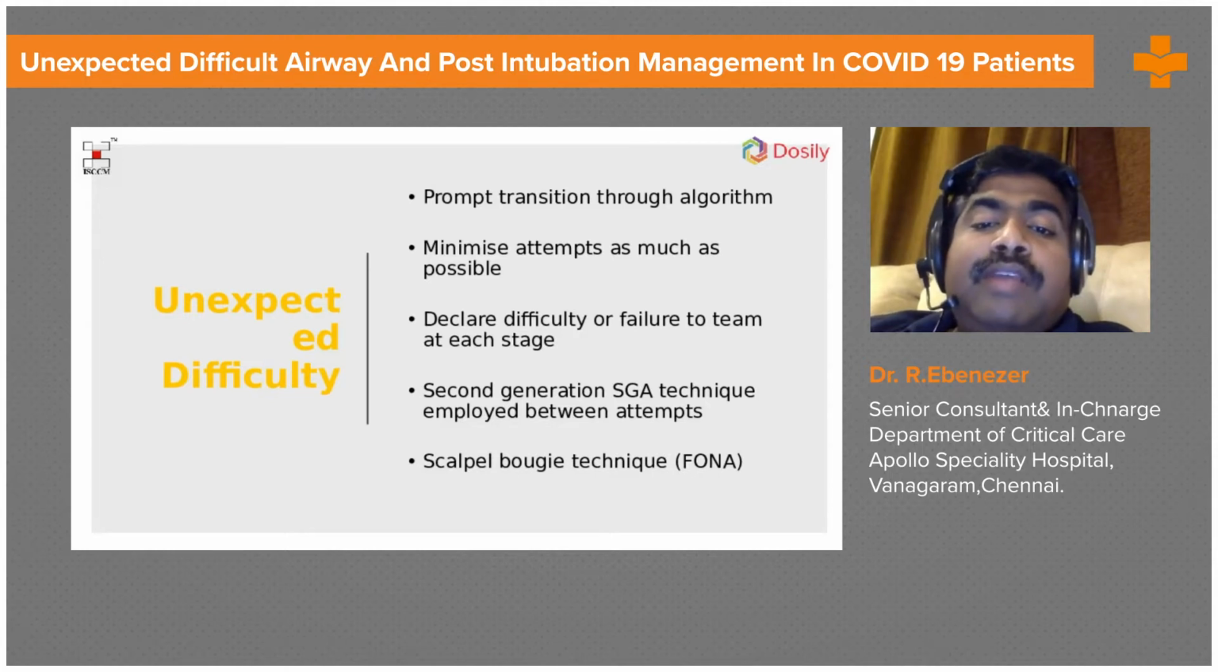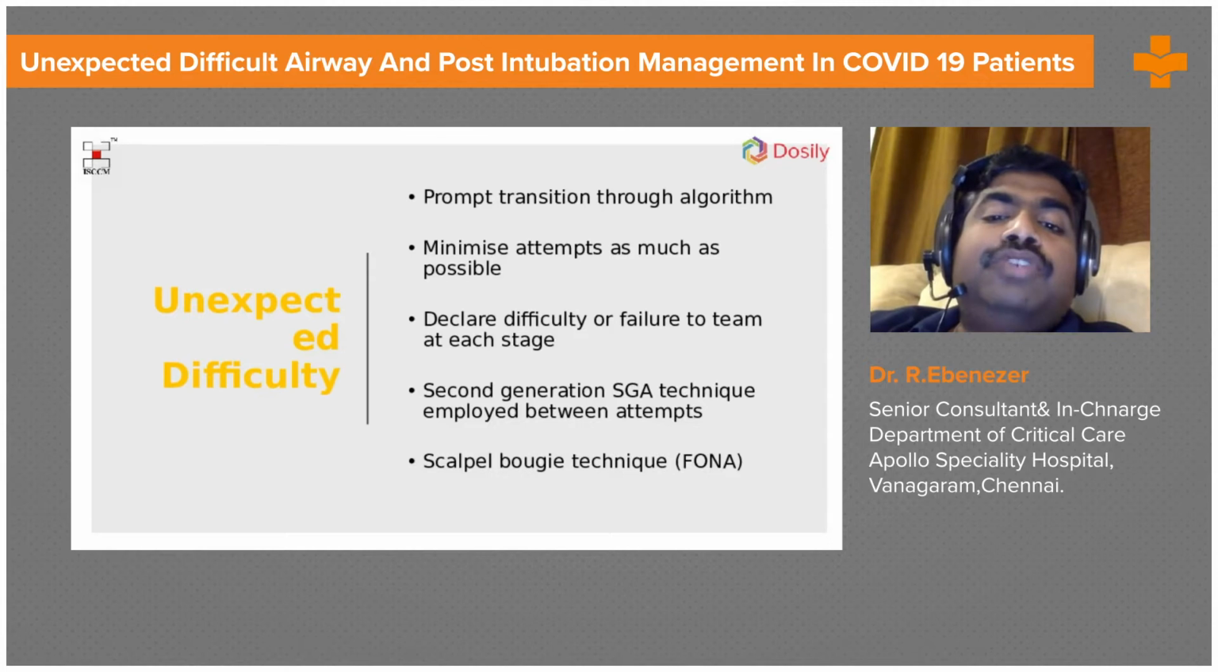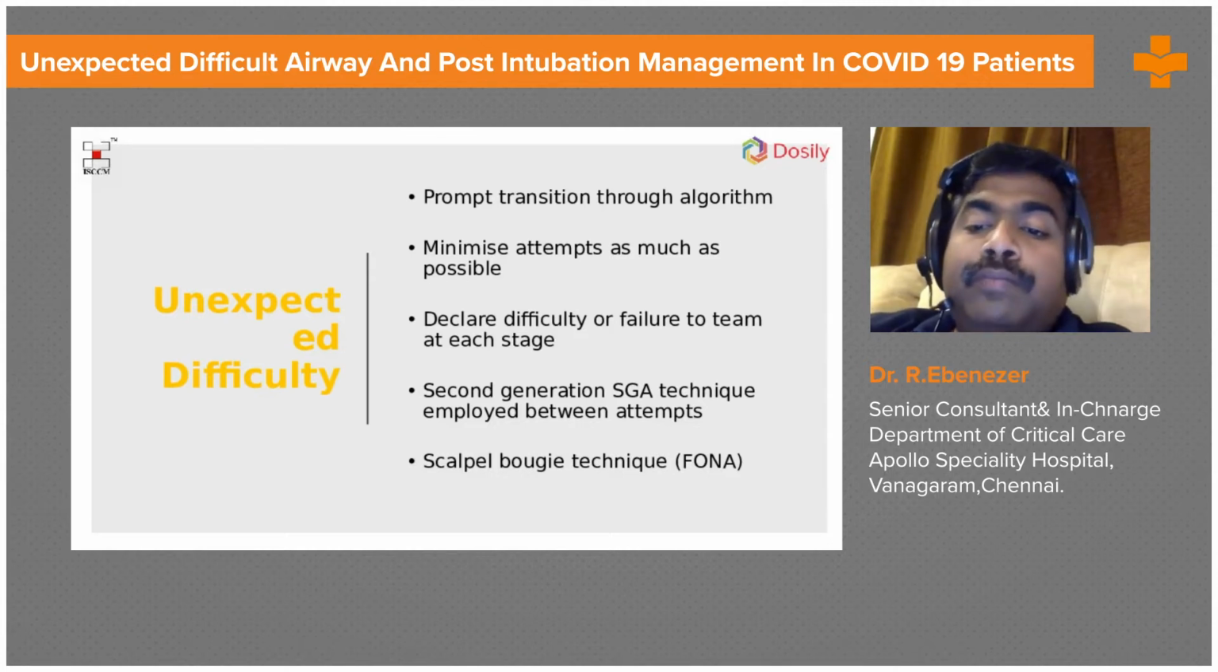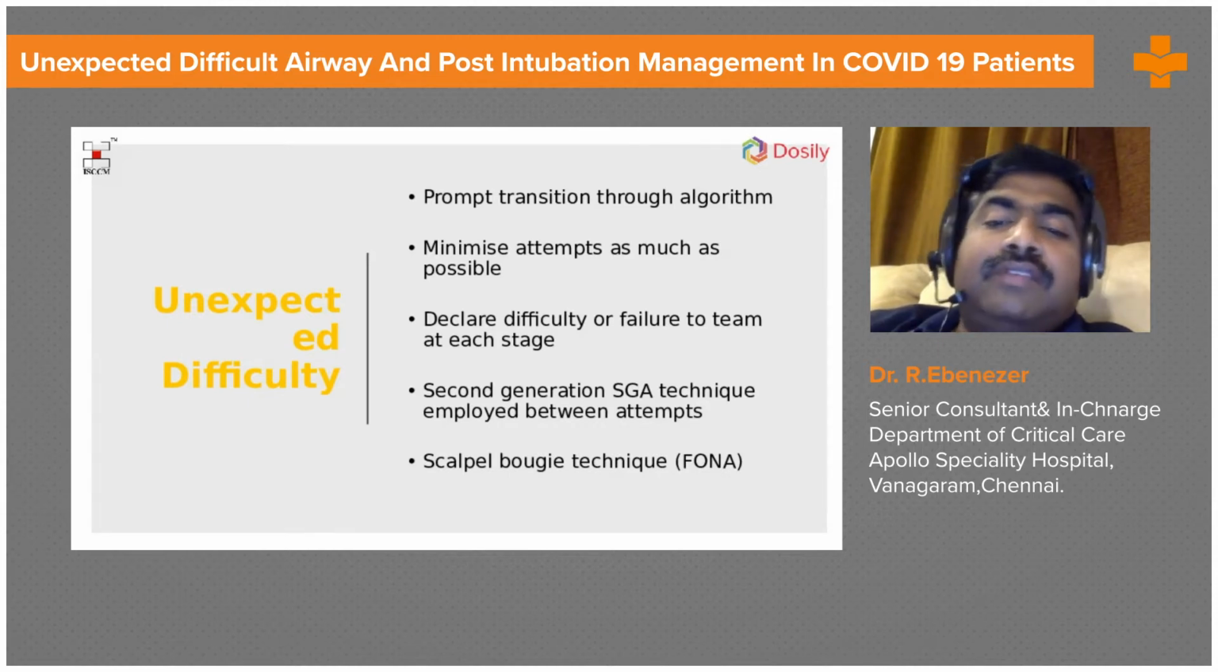You have to minimize your attempts as much as possible. At each stage, please declare difficulty or failure to the team. And sometimes a second generation supraglottic airway can be used. And if all things fail, you have to go for a front of neck airway management technique like a scalpel bougie technique to place a tube. So that is also very important. So you have to transit through the algorithm very, very fast.